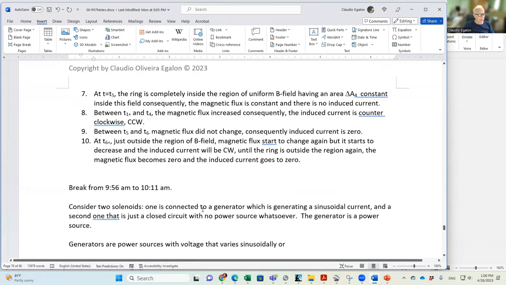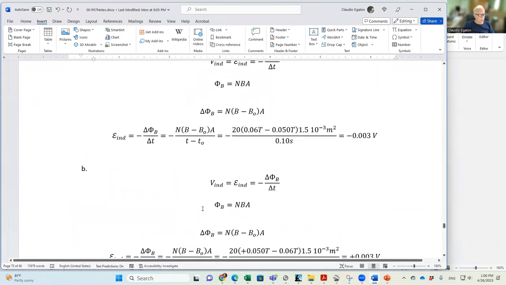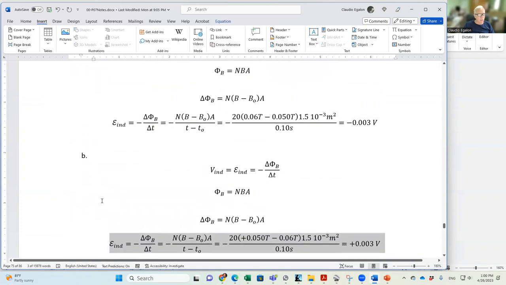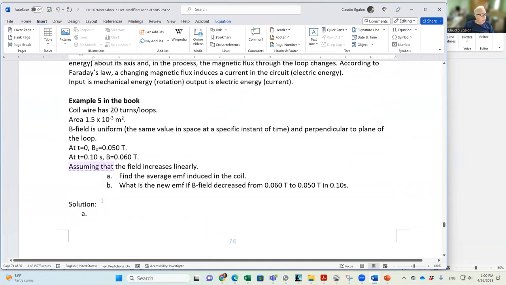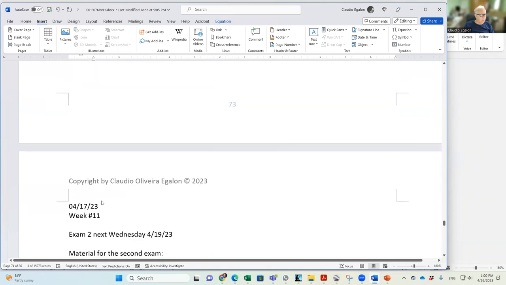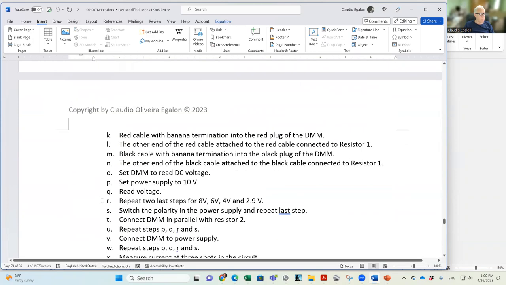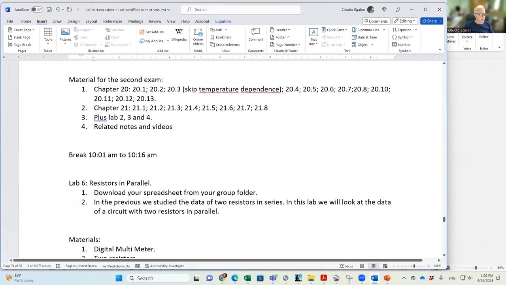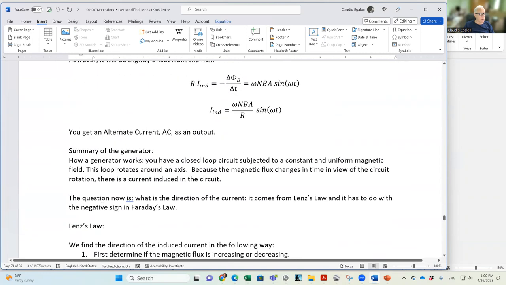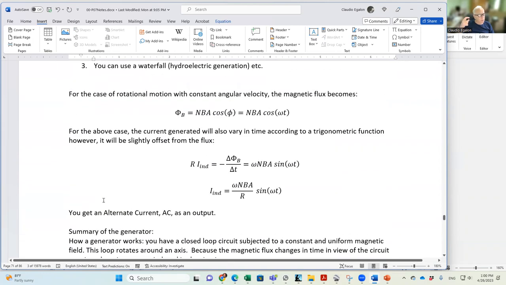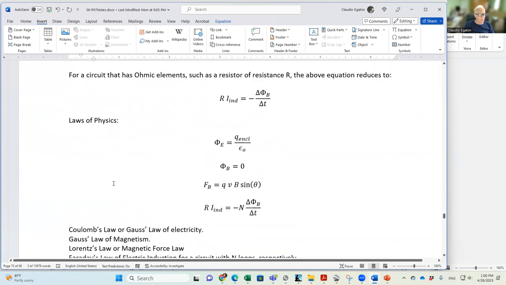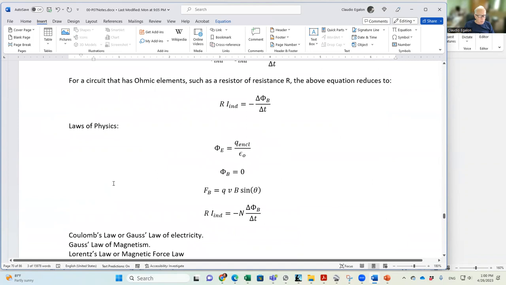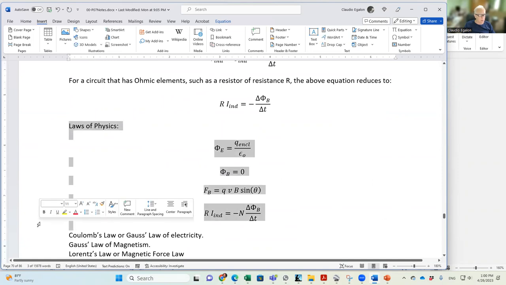Let's see if I can find all those laws. That's one of them, right? I want to get all those laws together. Let's see if I can find it here for you. You have to have it on the tip of your tongue, memorized. The laws of physics must be first nature to you all. Okay, that's the one: laws of physics.